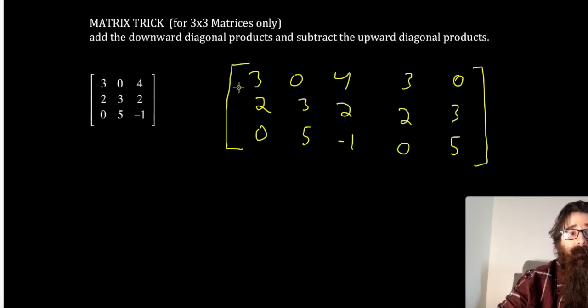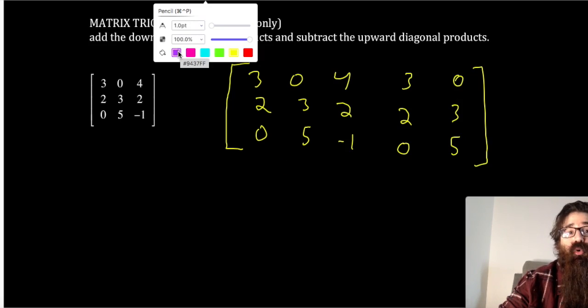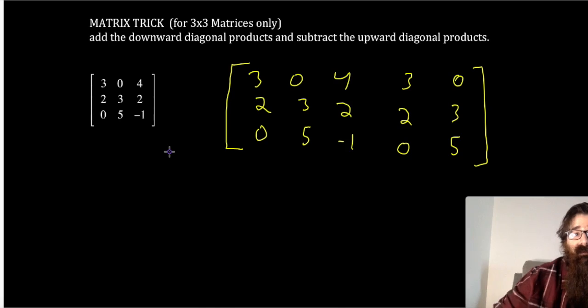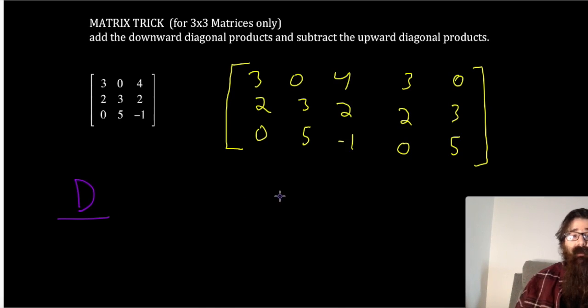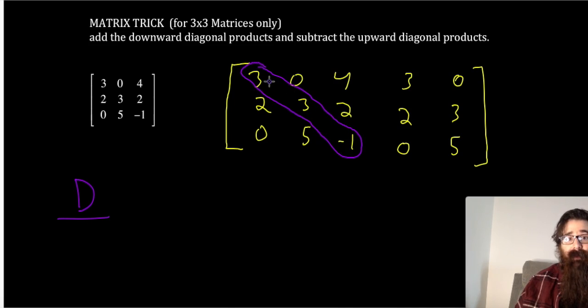Now, I like to think about this as a very boring word search with numbers, because now I'm going to find the downward products and the upward products. We want to go diagonally. So for downward, I'm going to start here at the upper left, and I'm just going to circle diagonally downward. That's 3 times 3 times -1, multiply. 3 times 3 times -1 gives me -9, but there's more of these.